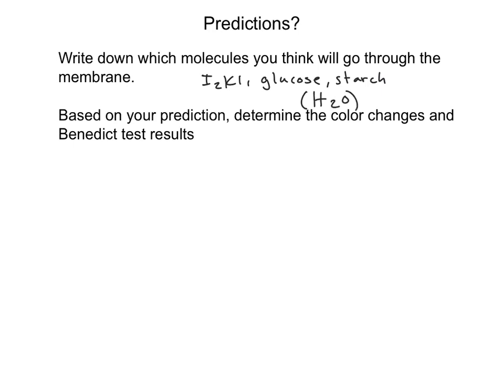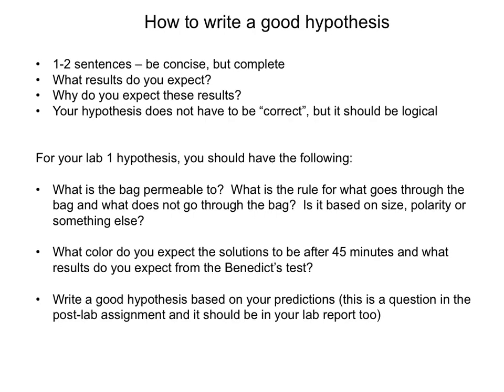And I'm just adding water here just to mention that there is water in both the beaker and the dialysis bag. We can't really tell which direction it's going from our setup. I'll just tell you that the dialysis bag is definitely permeable to water, so that's moving as well, but there's no test to actually see where it goes. So based on your prediction of which molecules will go through, then you can try to determine the color changes and Benedict test results that you expect. This is a really good exercise to do before you actually look at the results. So please do that. Now that you have your prediction, you can write a hypothesis.